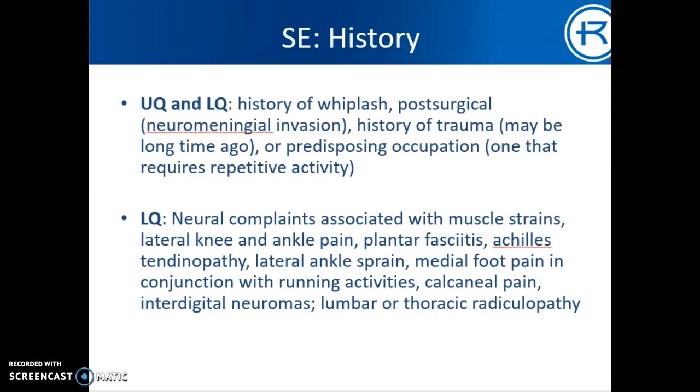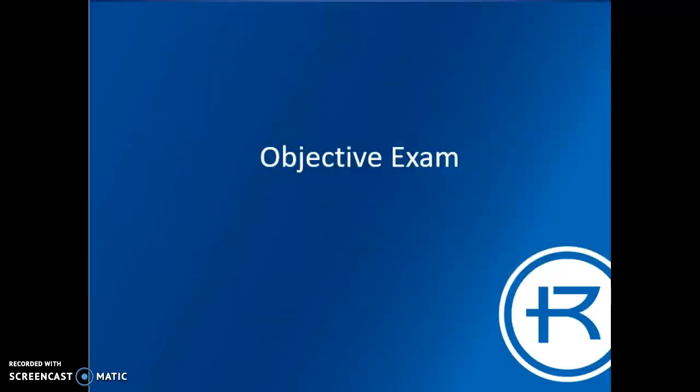Specifically to the lower quarter, the patient's types of impairments that go along with neural sensitivity would be muscle strains, lateral knee and ankle pain, plantar fasciitis, Achilles tendinopathy, lateral ankle sprain, medial foot pain in conjunction with running activities, calcaneal pain, interdigital neuromas, and lumbar or thoracic radiculopathy.